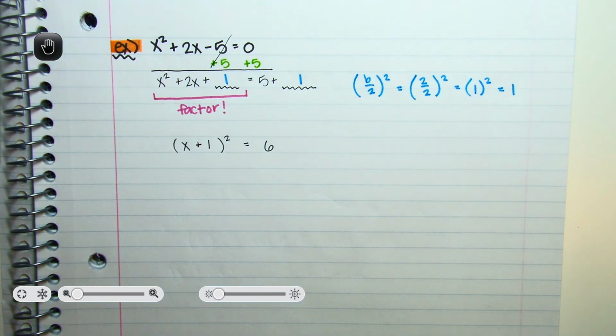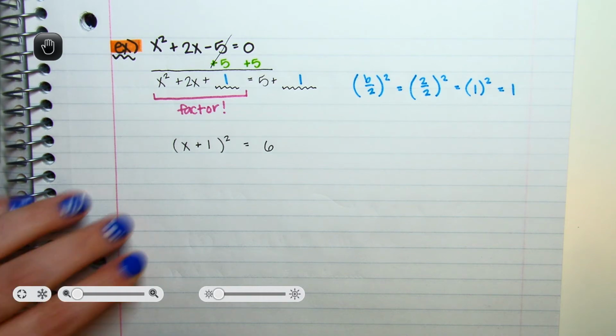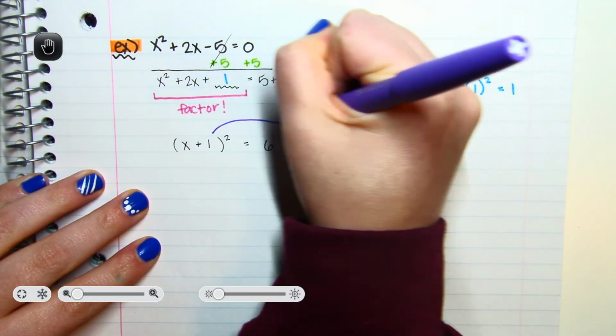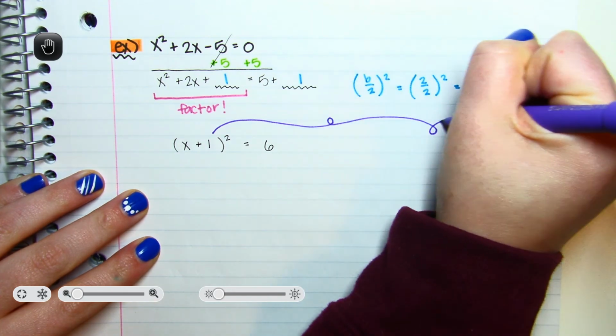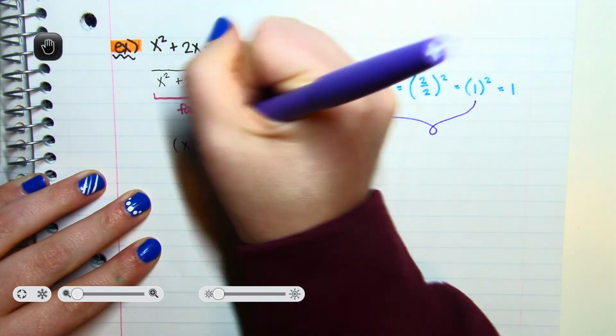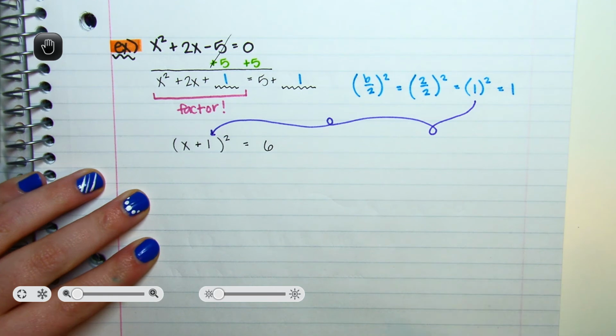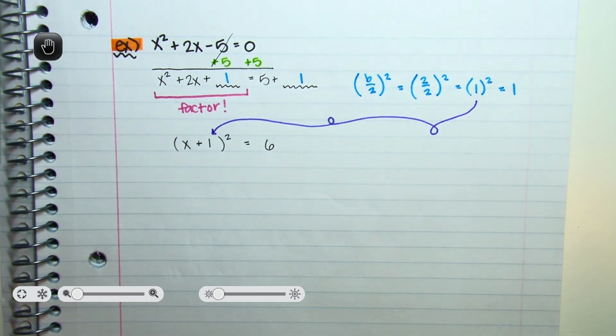So I'm going to add that little note. Let me get a different color. So this is also the b divided by 2 term.